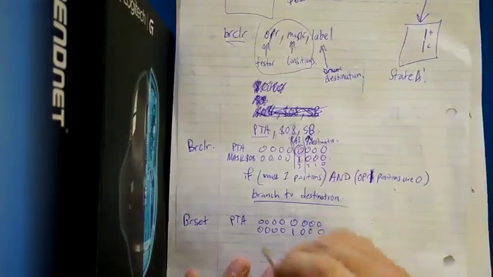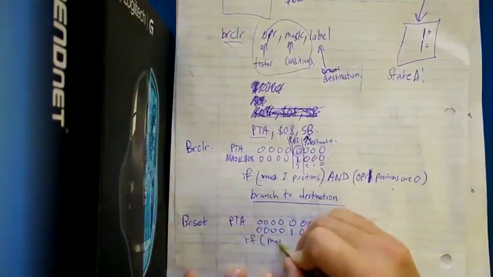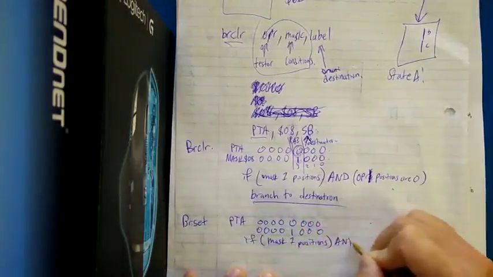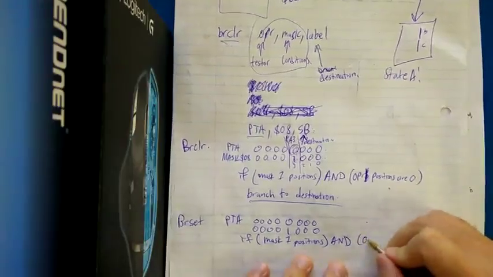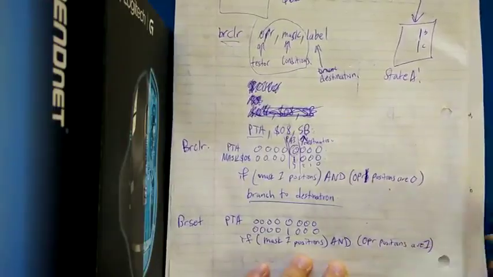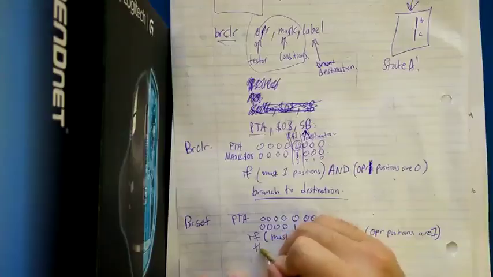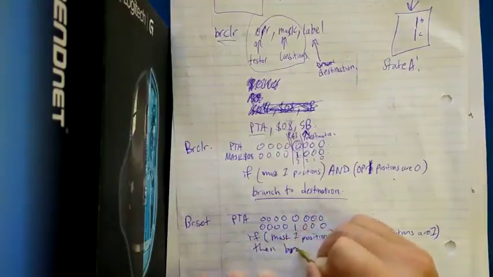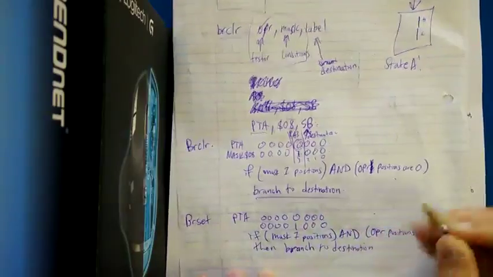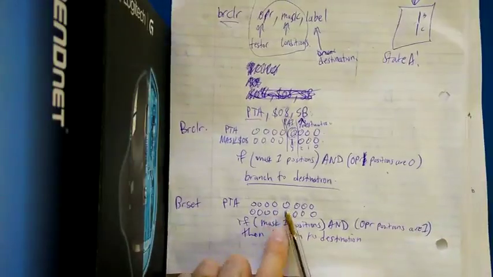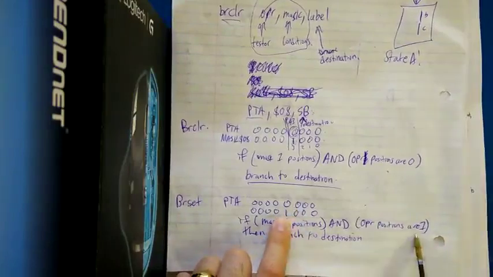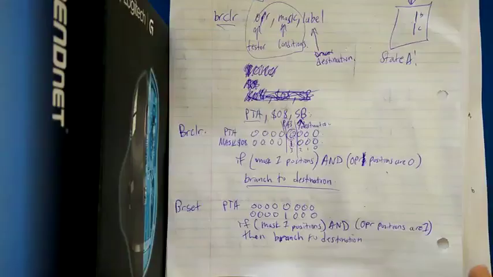The reason why is because if the mask's 1 positions and the OPR positions are 1, then branch to destination. But in this case, it's not. So the 1 position here is testing this guy. This guy is 0, but it's not 1. So it won't branch to the destination.